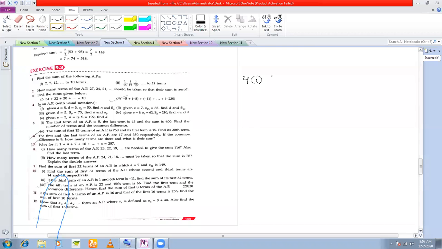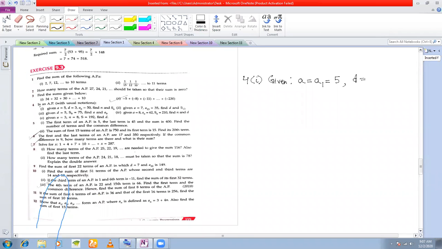In 4.1, it is given a is equal to 5. Actually, by a here they mean the first term. So let's say a is equal to a1 is equal to 5. In the book, they have denoted the first term by a1 instead of a.